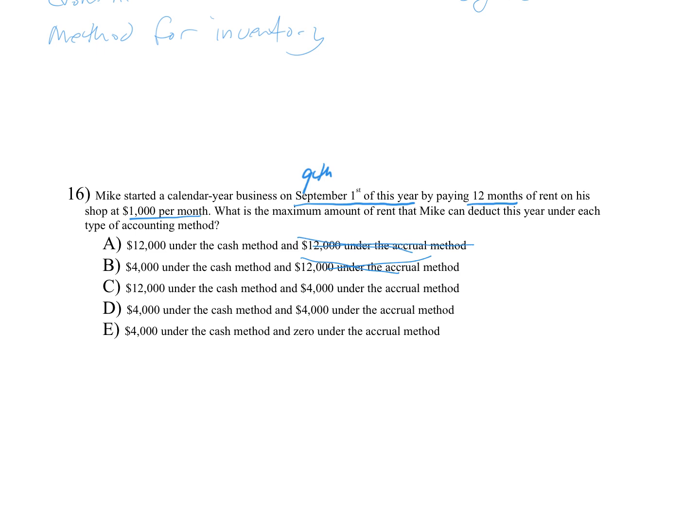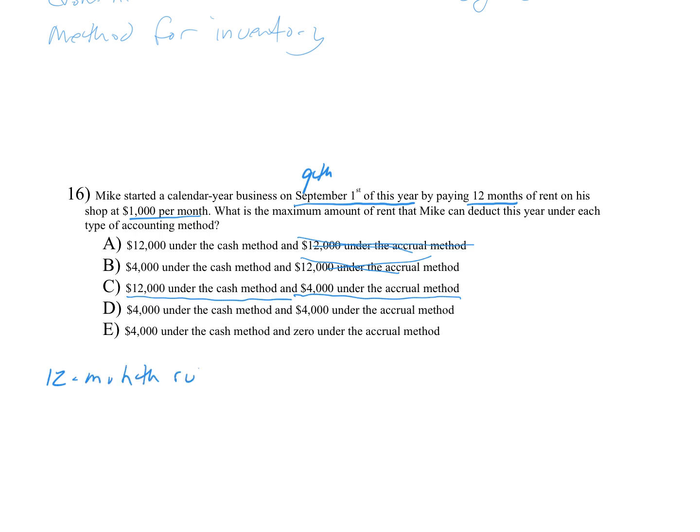Well, let's look at that. So September is the 9th month. So September, October, November, December. Okay. So for this year, yeah, I agree with the $4,000 under the accrual method. And can he recognize $12,000 under the cash method? Well, yes, he can, because he can deduct 12 months of rent by applying the 12-month rule.